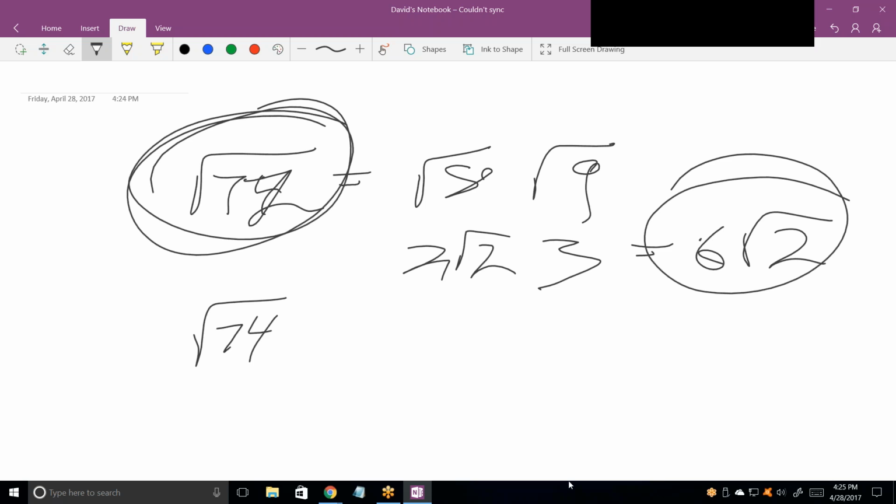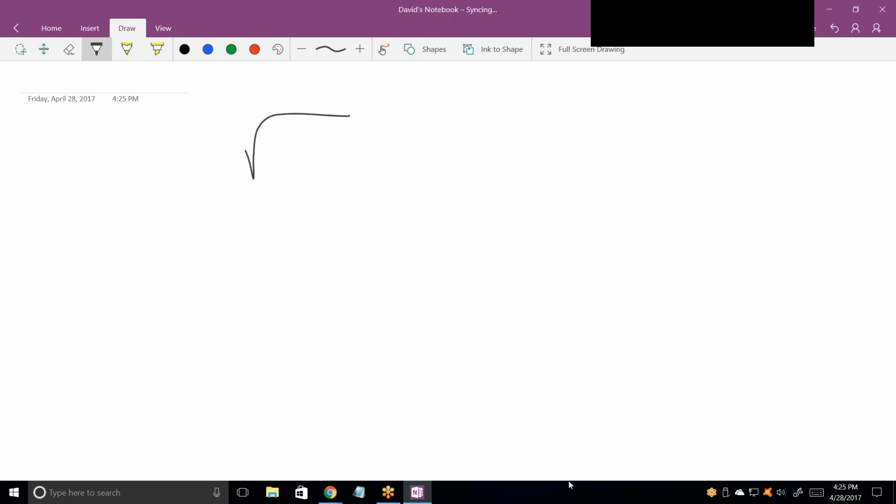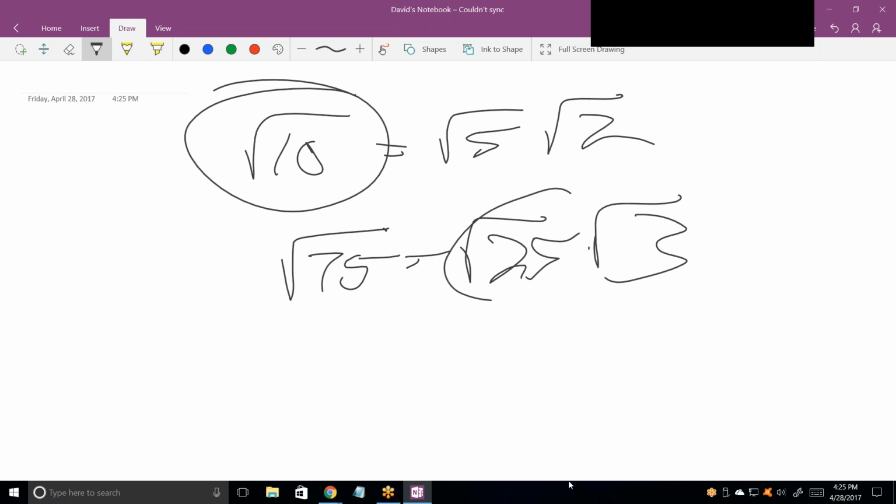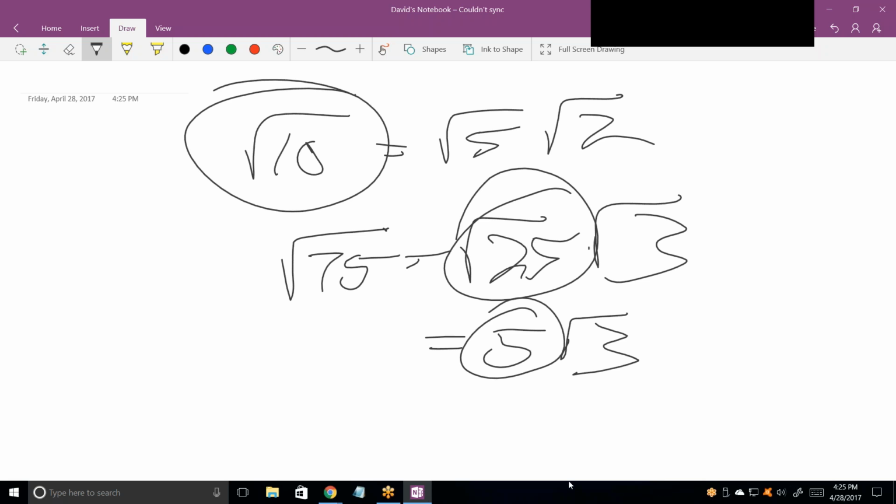It's not just a question of finding factors. Let's talk about that. Square root of 10 does not simplify. Even though it's equal to the square root of 5 times the square root of 2, none of those produces a whole number. So that's simplified. But if it was the square root of 75, then that's the square root of 25 times the square root of 3. That's a whole number. 5 times the square root of 3. So the only time you simplify it is if you can pull out a whole number.